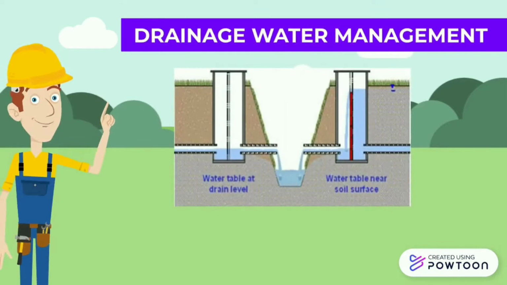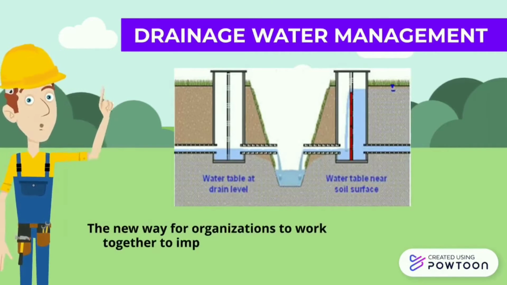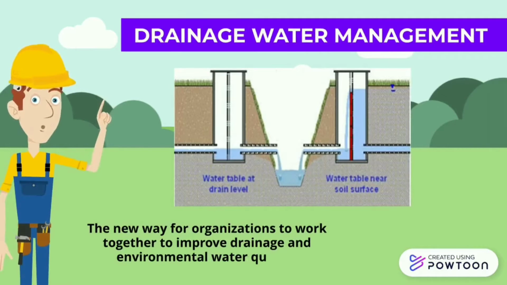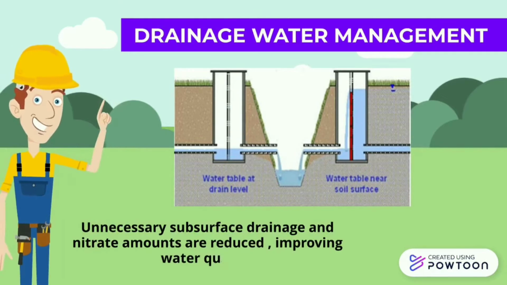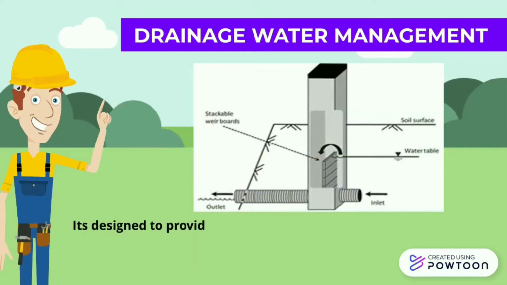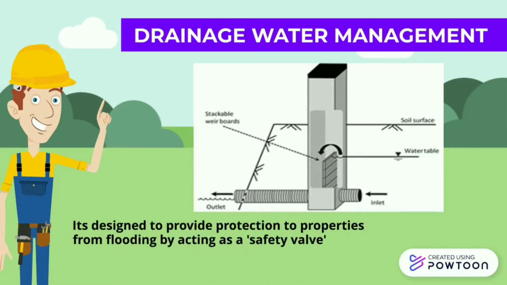Second recommendation is drainage water management, the new way for organizations to work together to improve drainage and environmental water quality. Unnecessary subsurface drainage and nitrate amounts are reduced, improving water quality. It is designed to provide protection to properties from flooding by acting as a safety valve when there is too much rainwater for the drainage system to cope with.